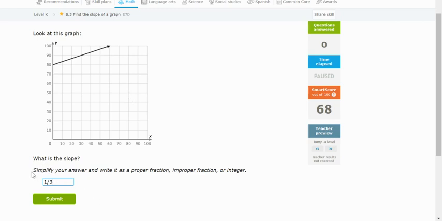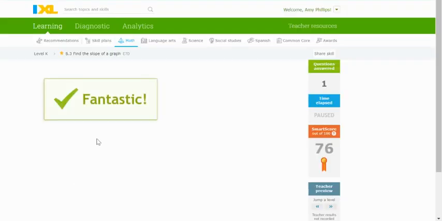I also mentioned that I'll talk about this in the IXL. It says simplify your answer and write it as a proper fraction, which means the numerator is less than the denominator. Improper, where the numerator is bigger than the denominator, or an integer. So this is basically saying don't change it to a mixed number if it ends up being an improper fraction.